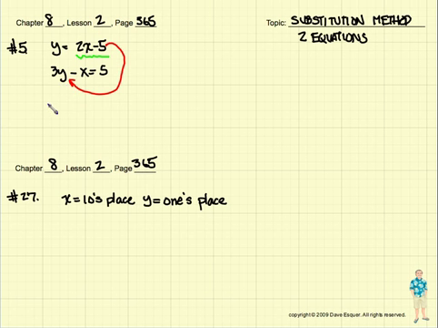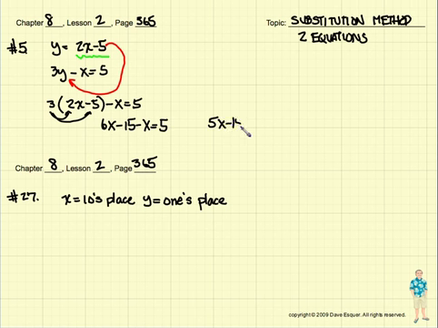So in equation number 2, we have 3 times the quantity of 2x minus 5 minus x is equal to 5. So I'm substituting the first one into the second one. So let's do some wacky arrows. So we end up with 6x minus 15 minus x is equal to 5. We have 5x minus 15 is equal to 5. We have 5x is equal to 20. So I think that makes x equals 4.